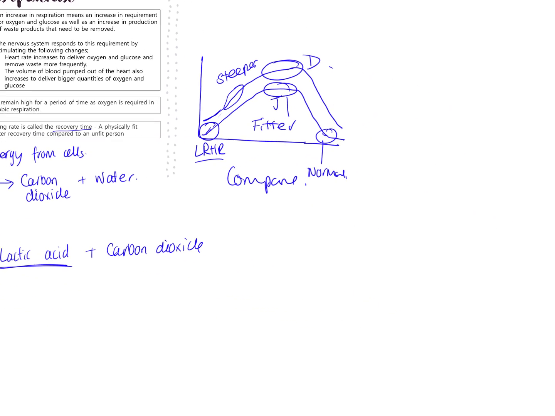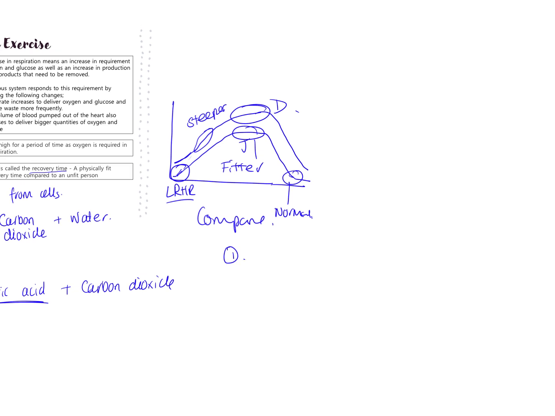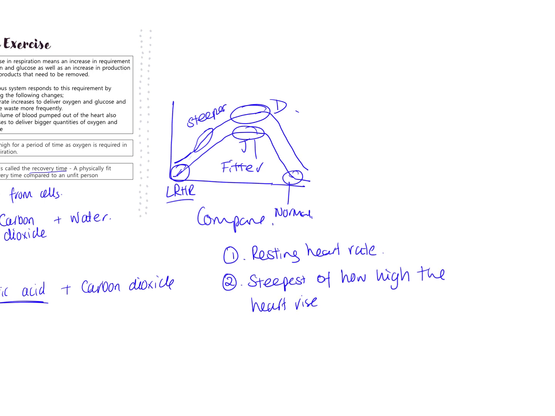So if they give you a graph to compare, you always compare the resting heart rate, and the fitter person should be lower initially. You always compare the steepness of how high the heart rises. And then you would compare the time to get back to normal, and that's known as your recovery rate, Jack. So the faster you can get back, the fitter you are.